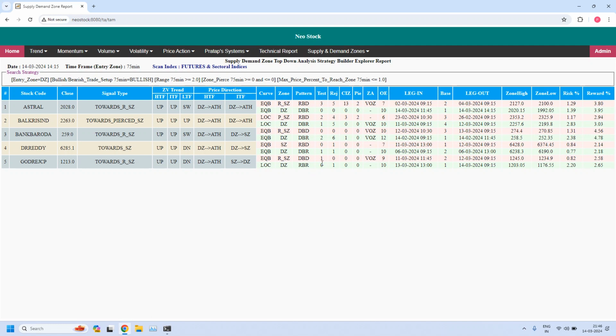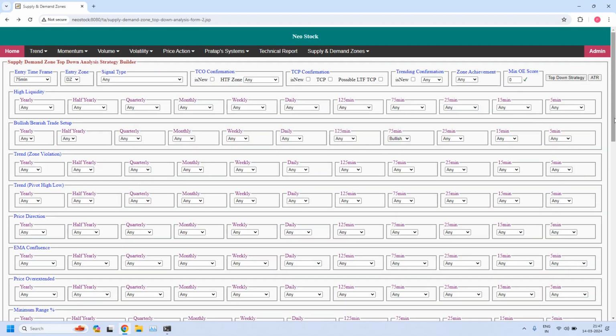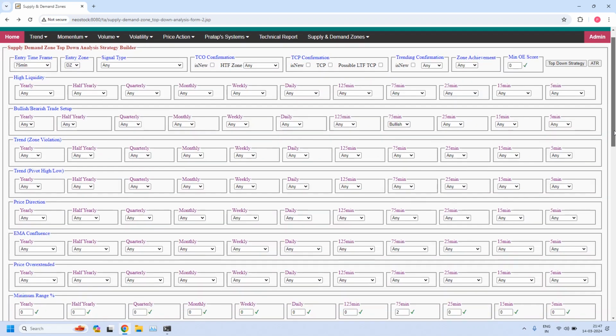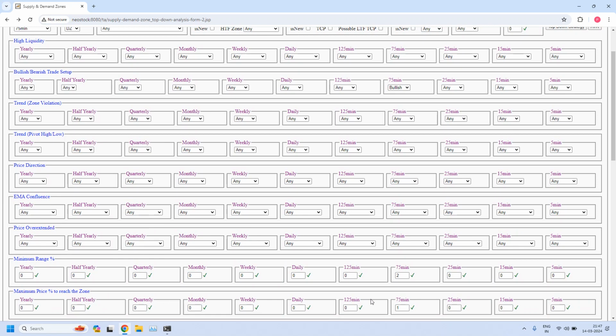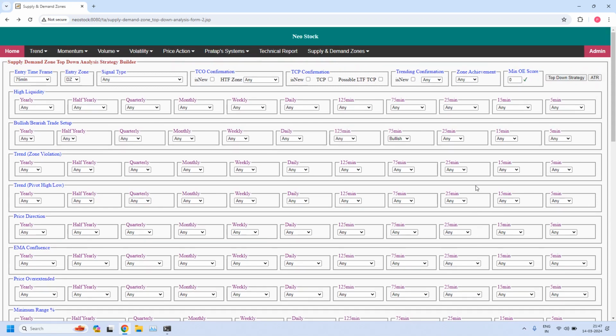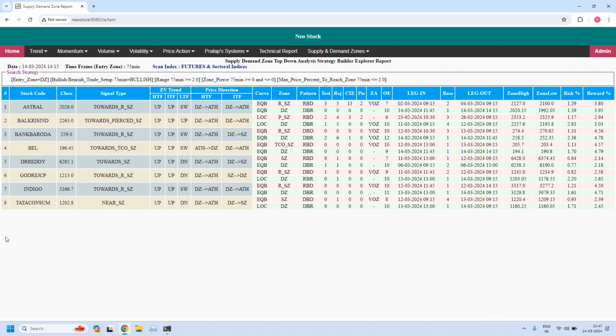Some of these zones are fresh zones. I think this is the one, and another one is this is the one. Astral and Godrej Properties. Okay. Within 2%, how many stocks? Let us check. I am going back. Now in maximum price percent to reach the zone at 75 minutes, I am changing the value 1% to 2%. If the price is down by 2%, we will get an entry. Now total 8 stocks are there.